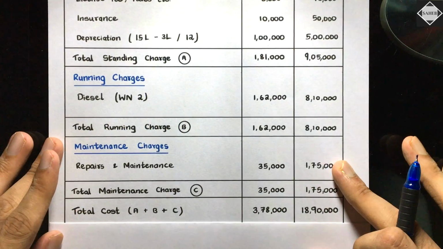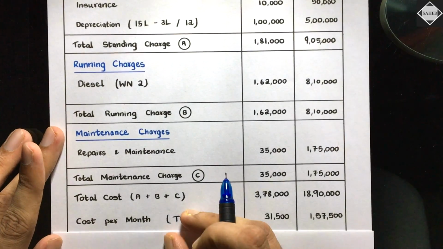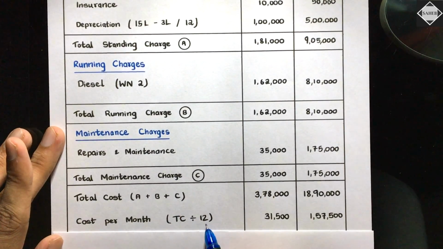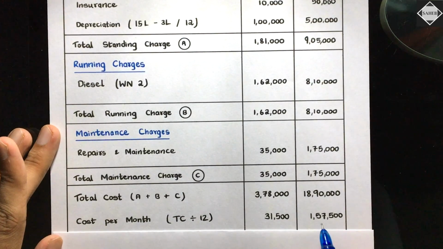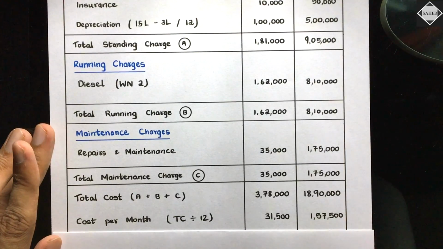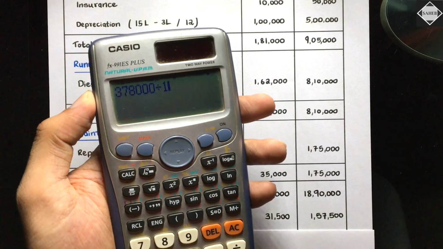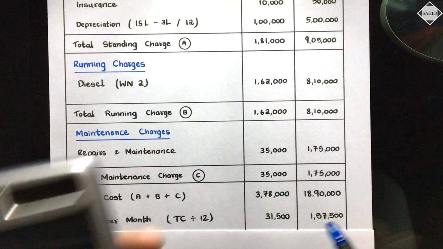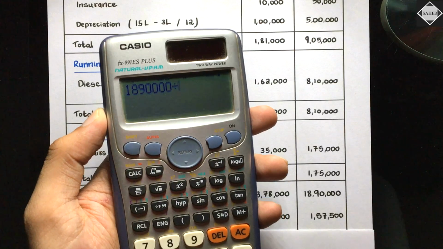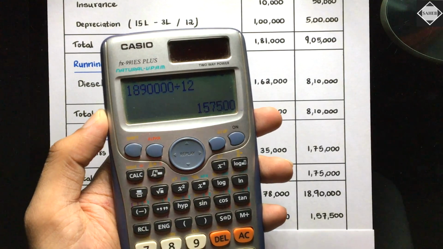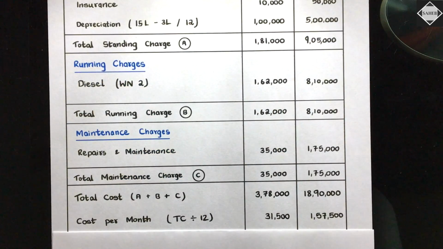So you will calculate the total cost per month. The total cost per month is the total cost per year divided by 12. That is equal to 31,500 over here, and 1,57,500 here. Shall we see that in the calculator? 3,78,000 divided by 12 is 31,500, and 18,90,000 divided by 12 is equal to 1,57,500. Is this clear? Simple and straightforward.